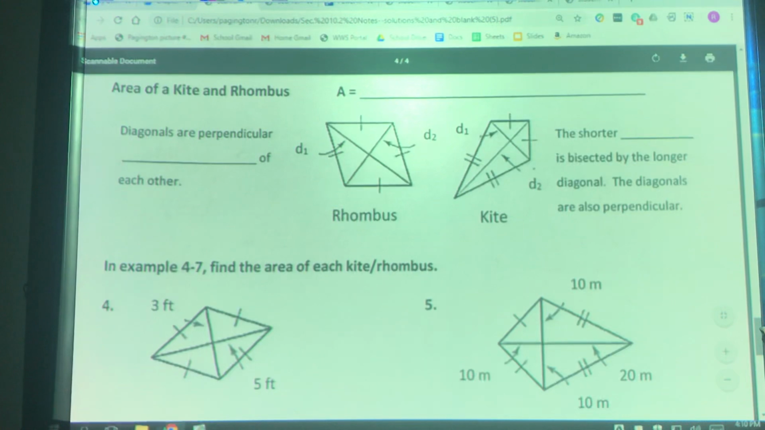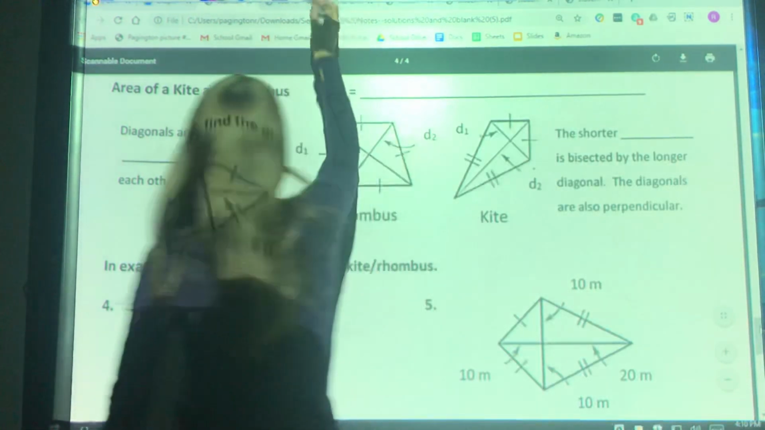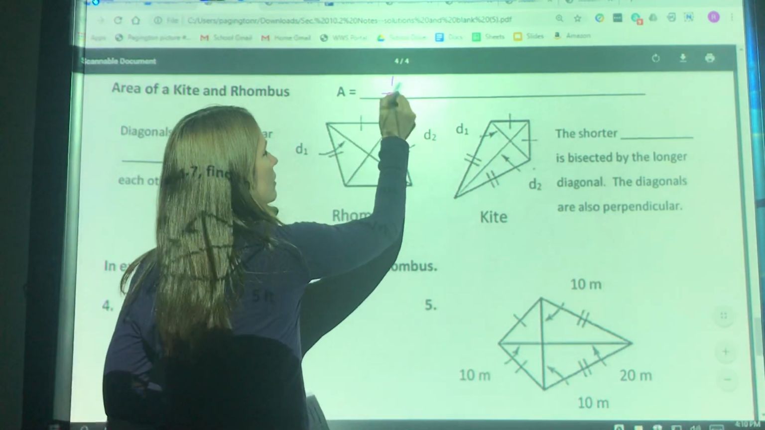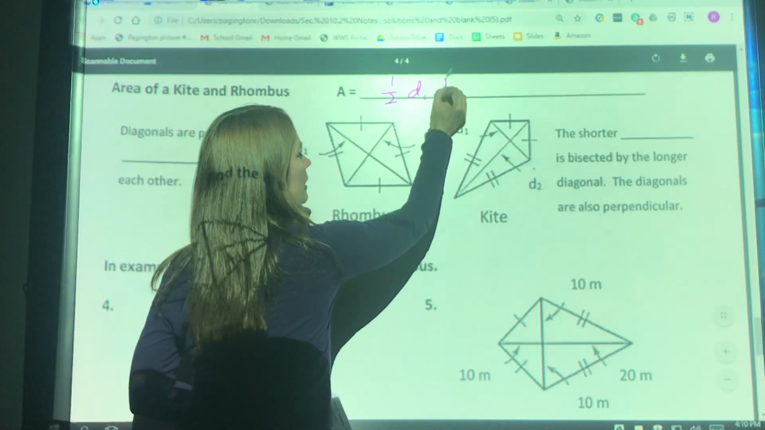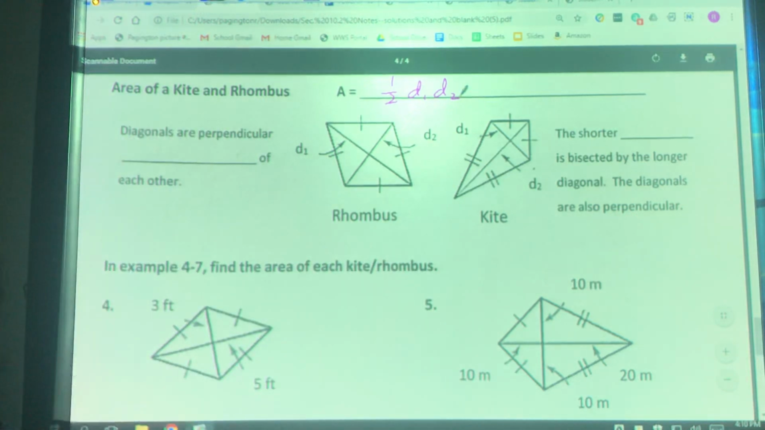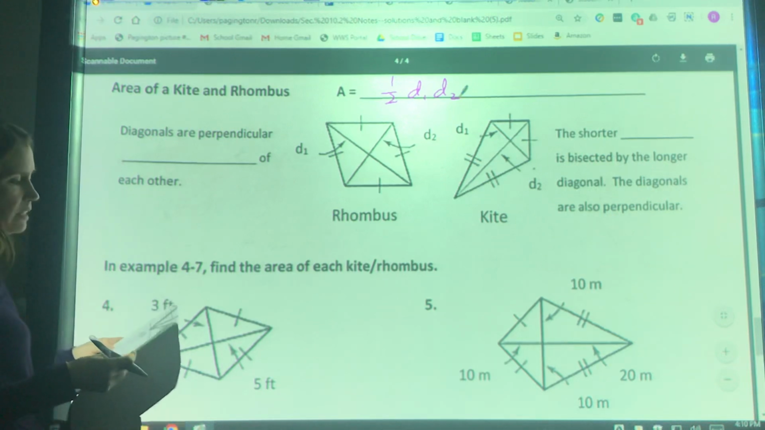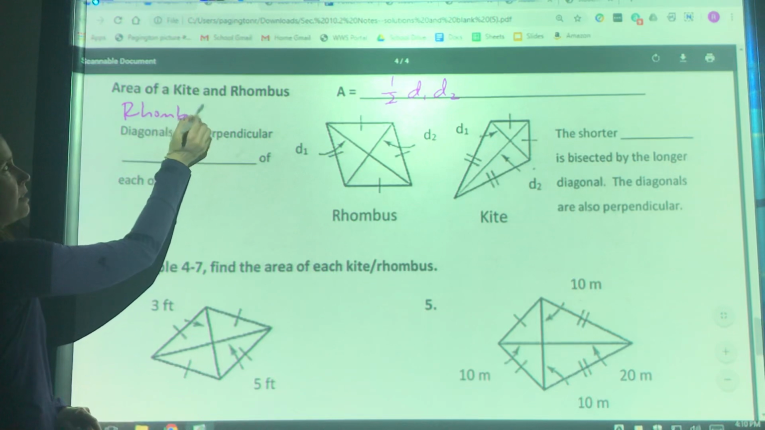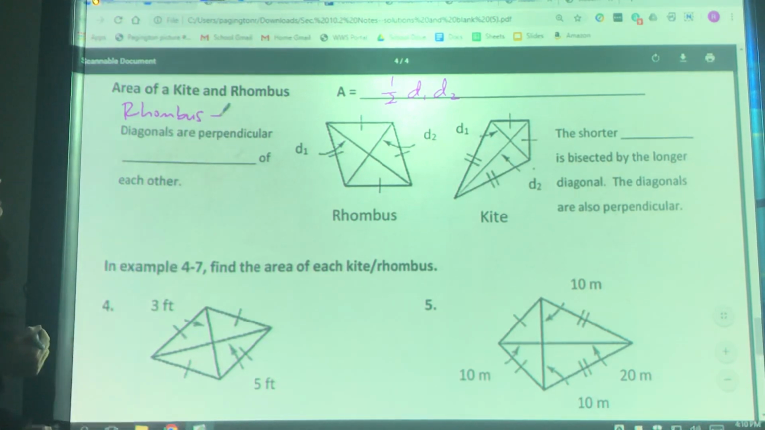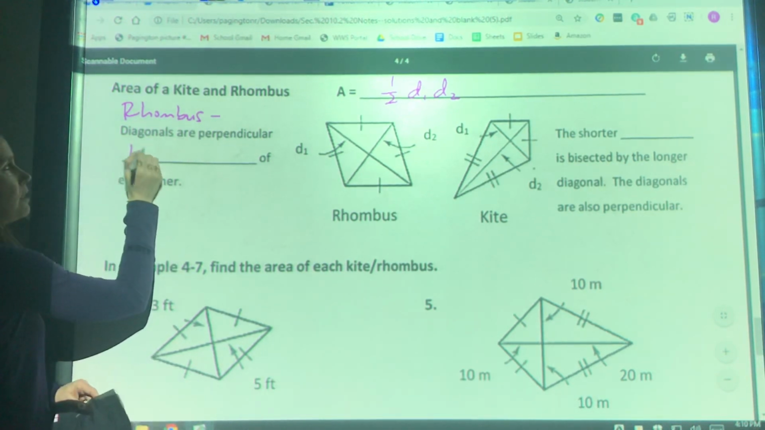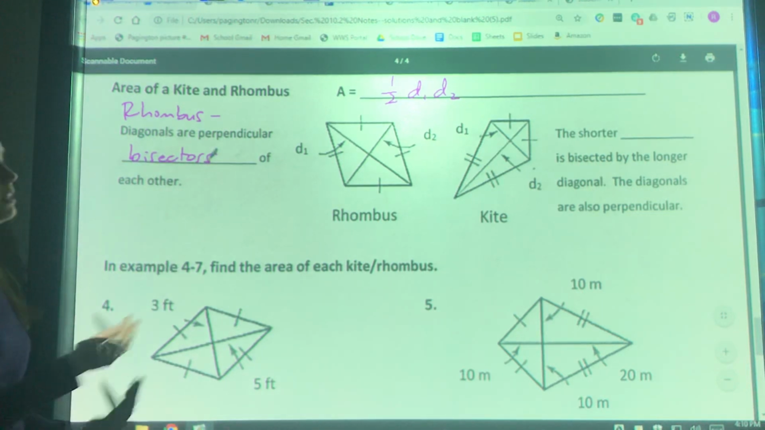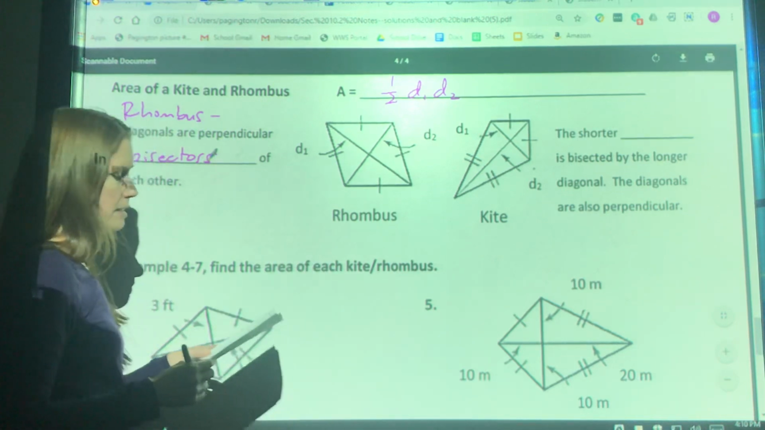All right. So the area for both of these is 1/2 times diagonal 1 times diagonal 2. All right, a key thing about that is the diagonals are perpendicular bisectors of each other. And this is for a rhombus, so go ahead and specify that here, is that diagonals are perpendicular bisectors of each other.